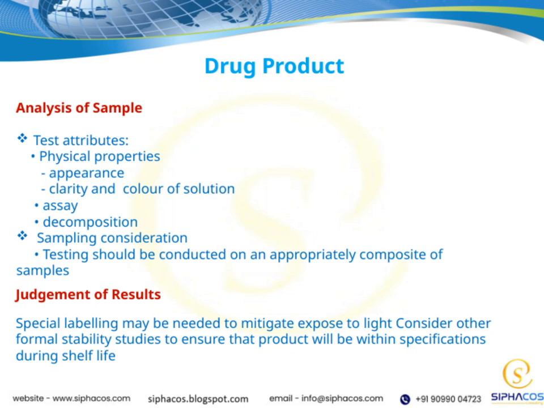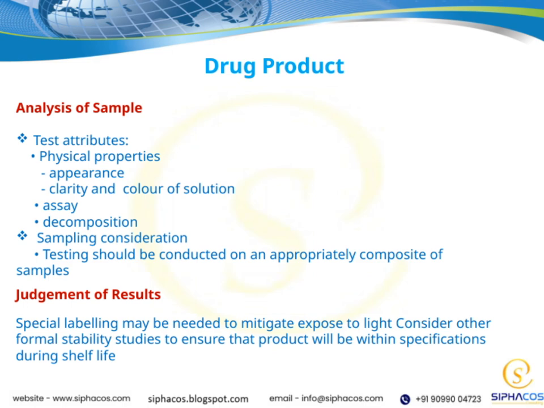When testing the product, we look at key attributes such as physical properties, including appearance, clarity, and the color of the solution. These are basic indicators of quality. We also perform assays to measure the active ingredient content and check for any decomposition products to assess stability and safety. Sampling considerations are vital too. Testing should be done on an appropriately selected composite of samples, meaning we need representative samples that accurately reflect the entire batch. This ensures our results are reliable and meaningful.